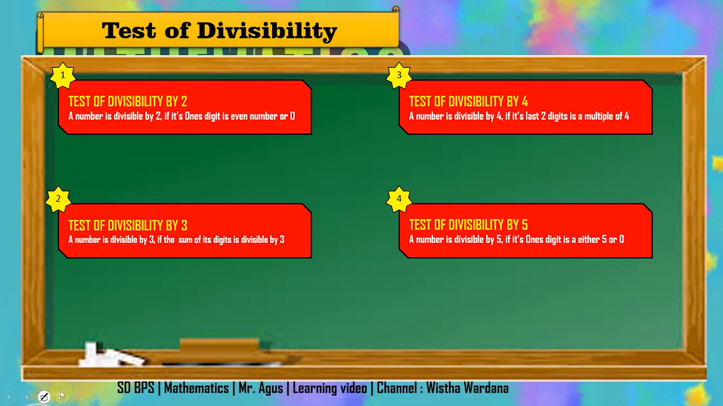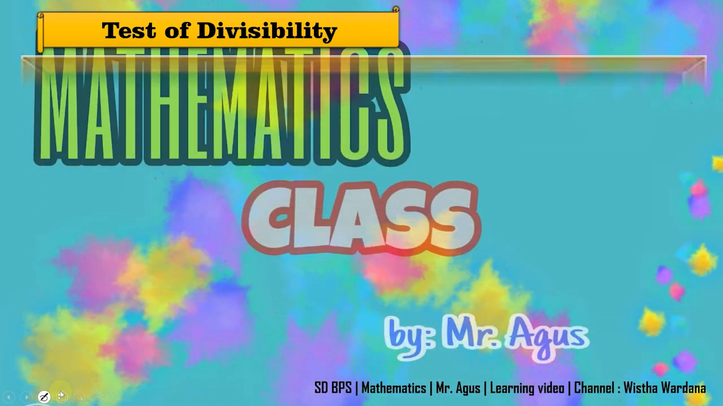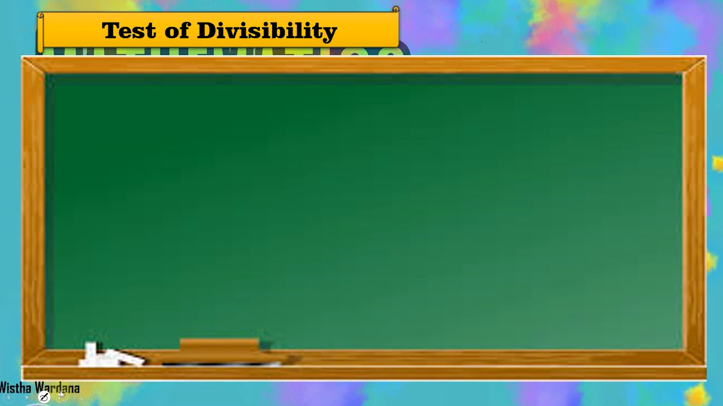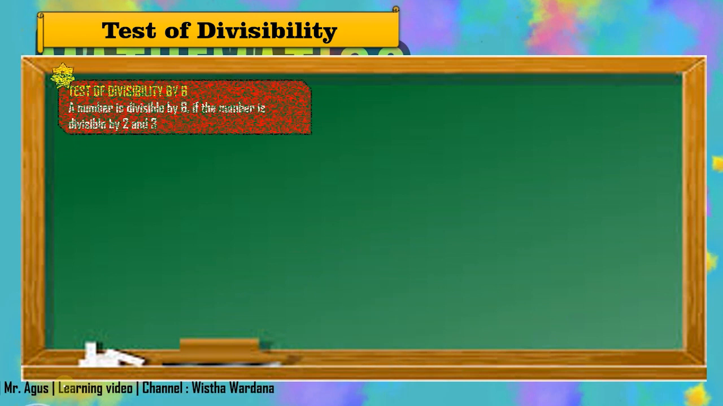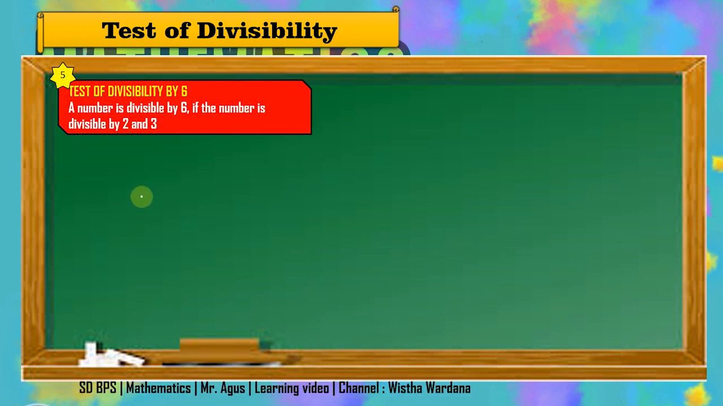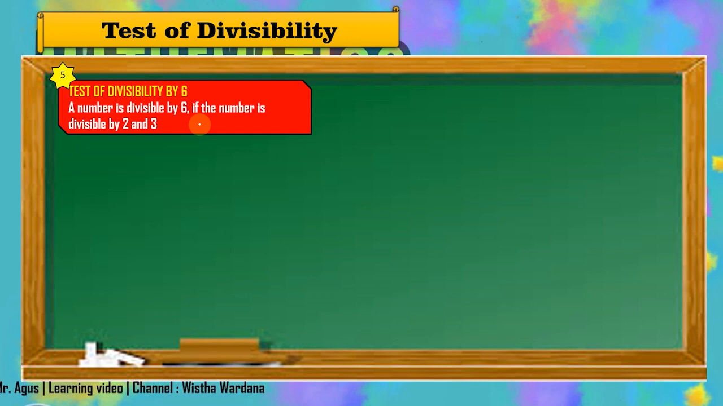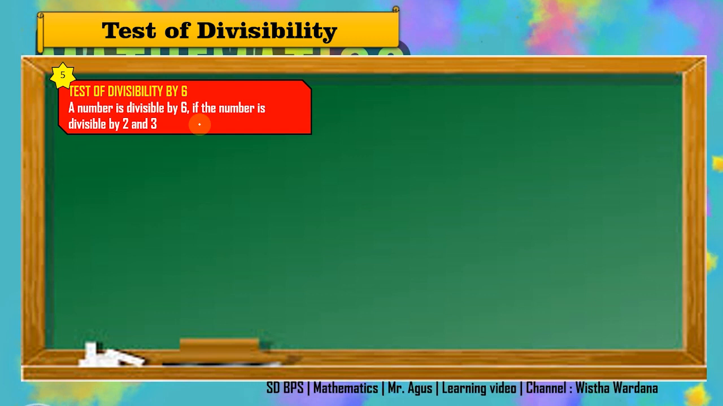Let's move to the next slide. Still about tests of divisibility. Divisibility by 6. A number is divisible by 6 if the number is divisible by 2 and 3. So if you want to know whether a number is divisible by 6, you have to remember again what types of numbers are divisible by 2 and 3.